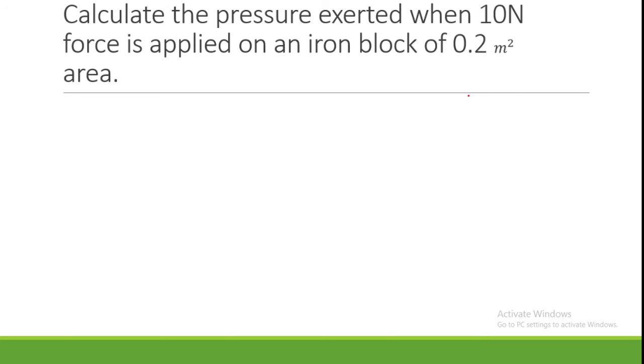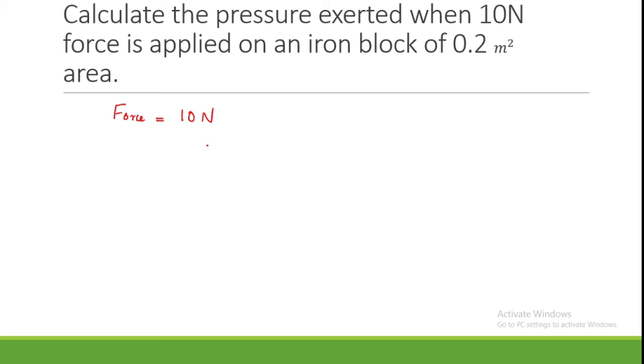Now, let's do a simple problem. Let's find what will be the pressure exerted when 10 Newton of force is applied on an iron block of 0.2 meter square area. Okay, let's write down the given information here. Force is given to be 10 Newton. Be careful, we have to write units whenever we have something like this.